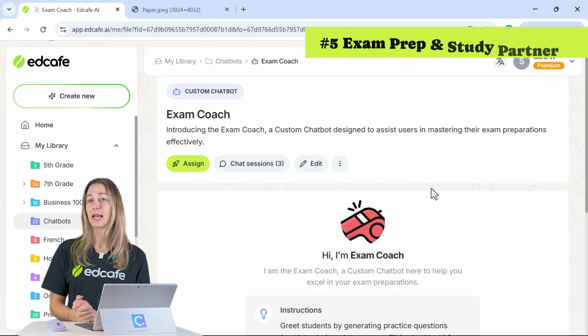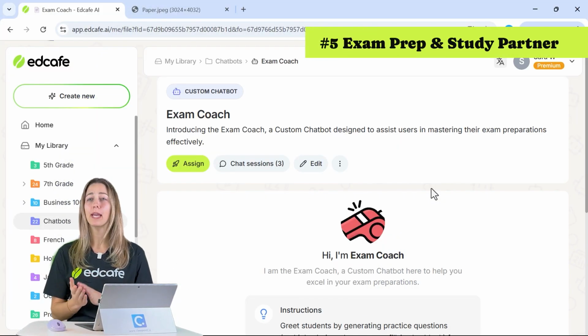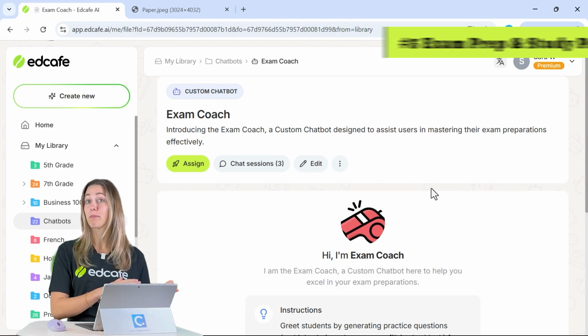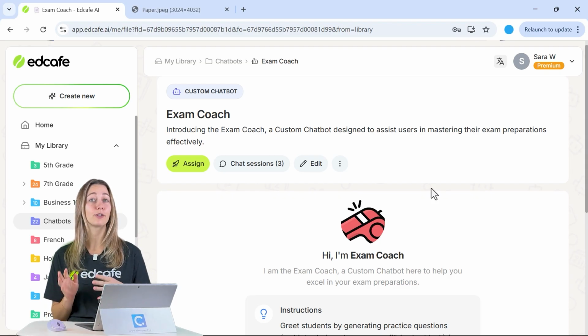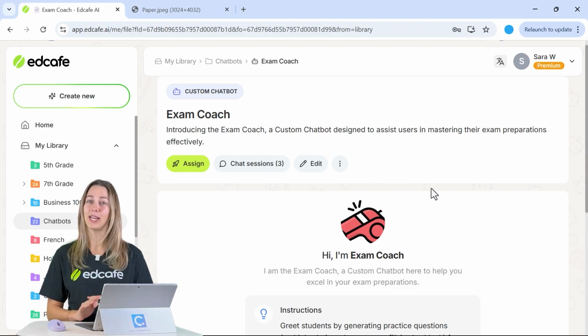Number 5, an exam prep and study partner. Before a big exam, students can turn to a chatbot to upload their study materials, and the chatbot can generate practice questions and custom study plans tailored to that specific student's strengths and weaknesses.